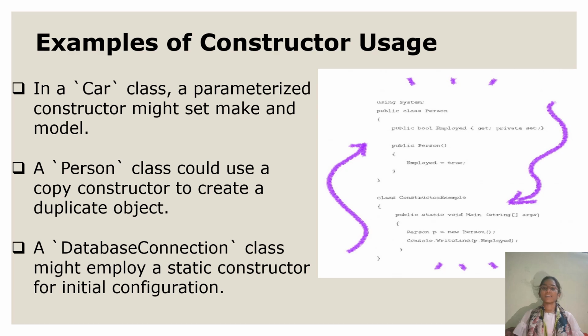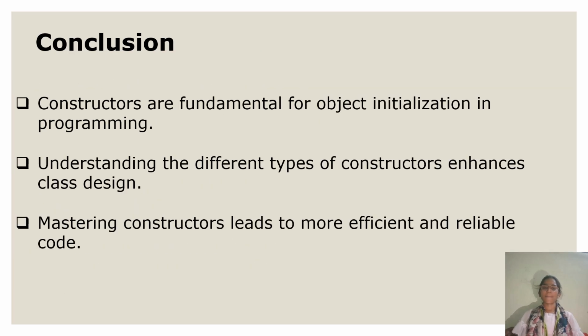Examples of constructor usage. In a car class, a parameterized constructor might set make and model. A person class could use a copy constructor to create a duplicate object. A database connection class might employ a static constructor for initializing configuration.